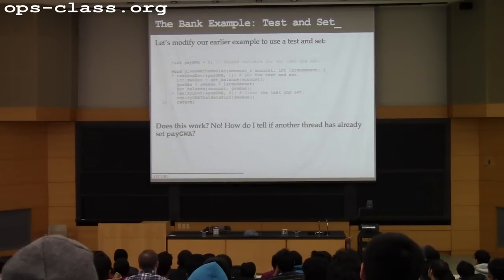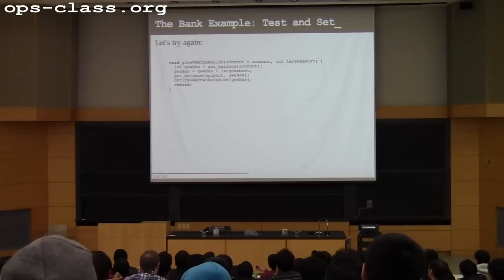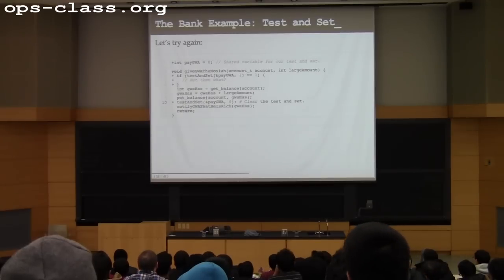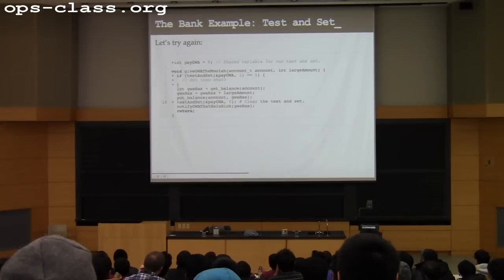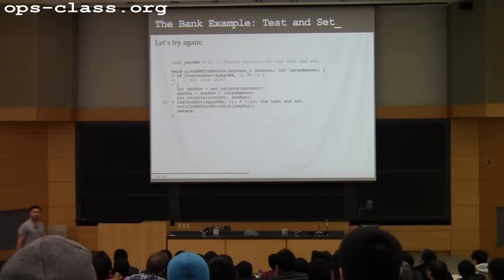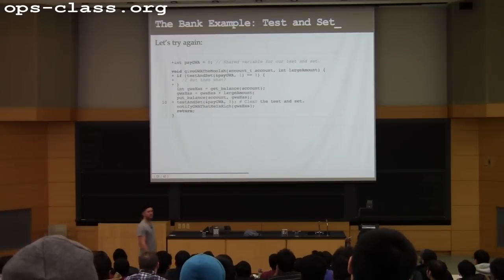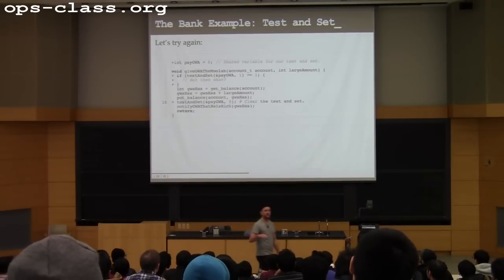So how do I tell, right? I need to consume the output of the test and set, okay? So let's try this again. I put in my if block at the top. But here's the question: what does it mean if the test and set is 1? What does that indicate? That there's another thread inside the critical section, right?